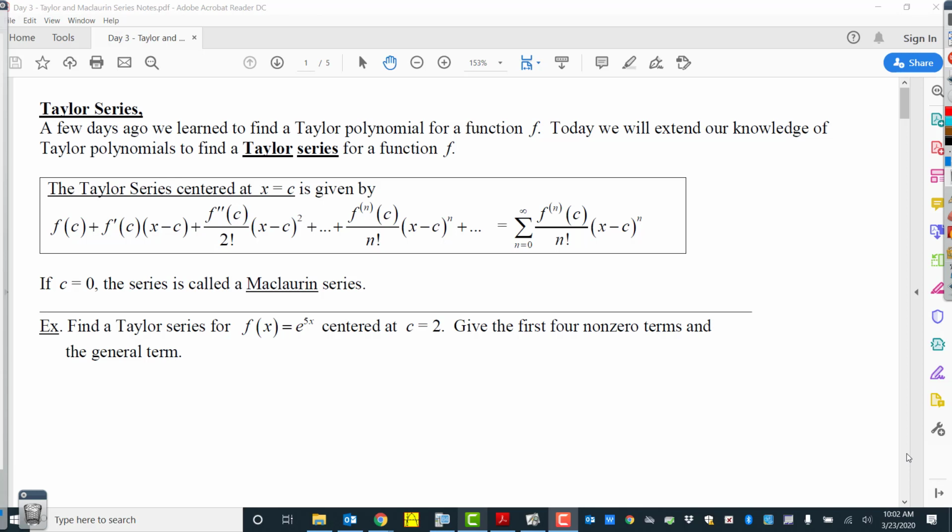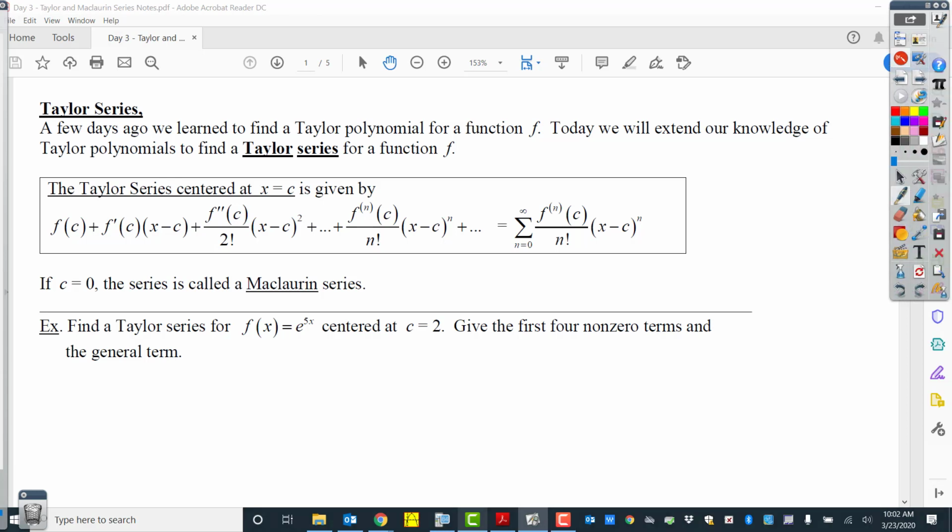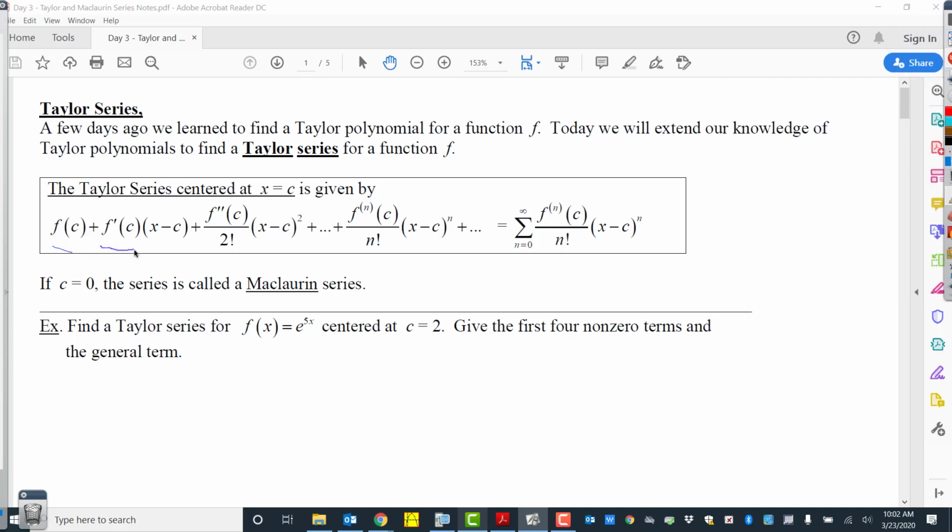So we looked at a Taylor series centered at c on the first day of these video lessons. And so it's this formula right here. f of c, that's going to be a numerical value. f of c times x minus c, where c is the center and x is the variable. And then we keep going on. The second derivative of c times x minus c squared over 2 factorial. On and on and on until we get the nth derivative of c times x minus c to the nth power over n factorial. And that can all be written as a nice little sum here from n equals 0 to infinity. Okay?